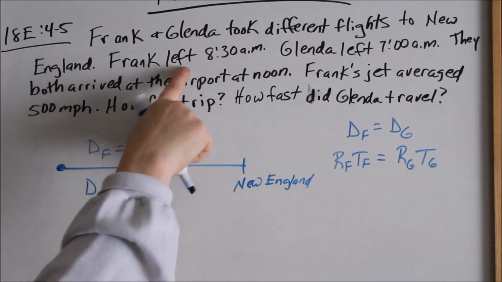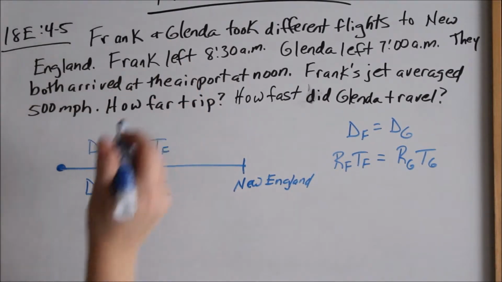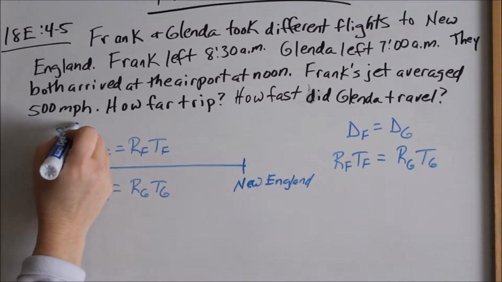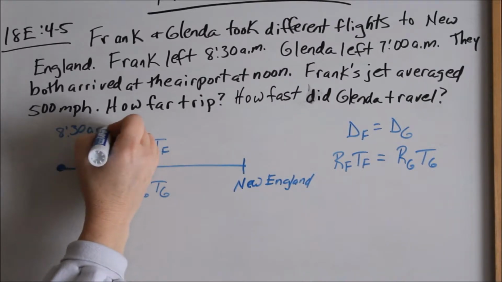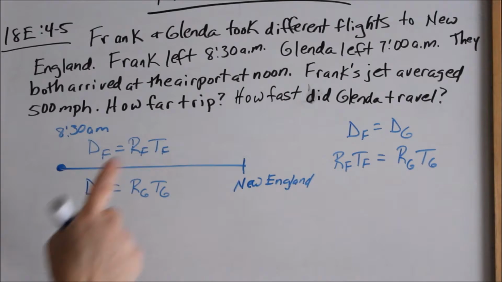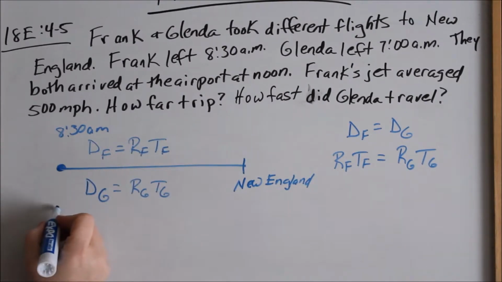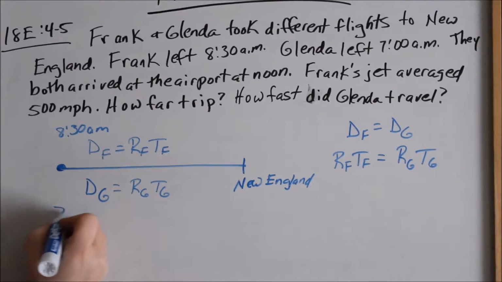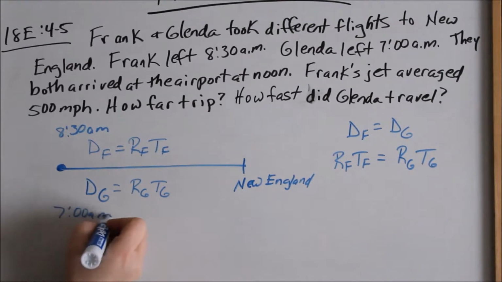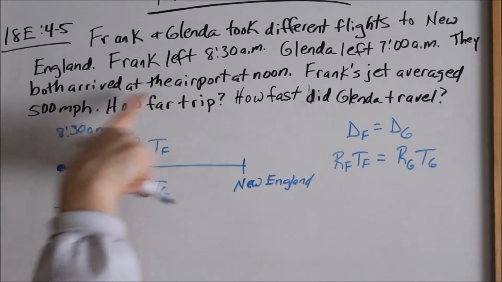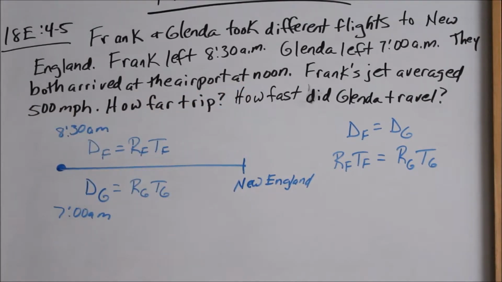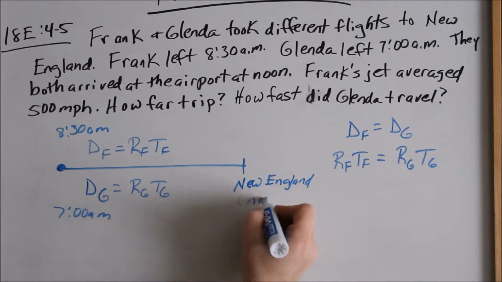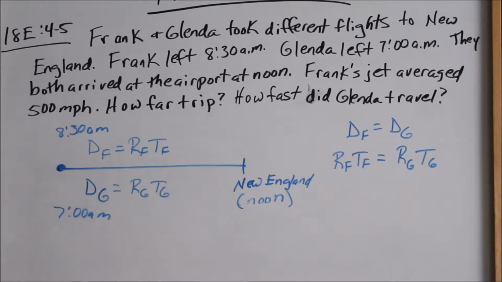So Frank left at 8:30 a.m. So over here, for Frank, I'm going to write all his information up here. He left at 8:30 a.m. and then Glenda left at 7 a.m. She left at 7. And then in the problem it says they both arrived at the airport at noon. So they both arrived here in New England at noon.